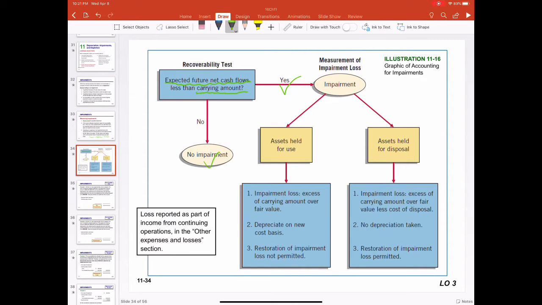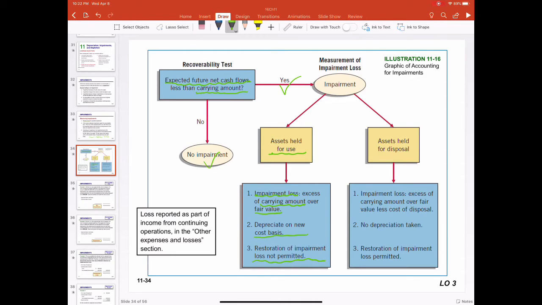If the asset is still held for use by the firm, the amount of impairment loss is the difference between the book value and the fair value. Because the book value after impairment will be updated, the depreciation expense will be updated accordingly. And also, no restoration of impairment loss is permitted.